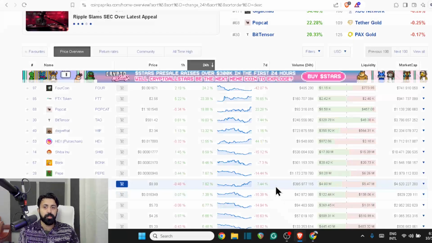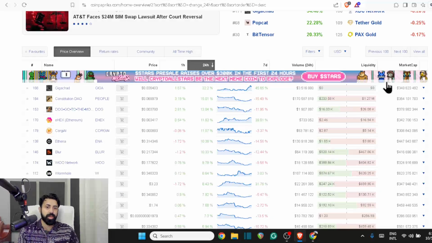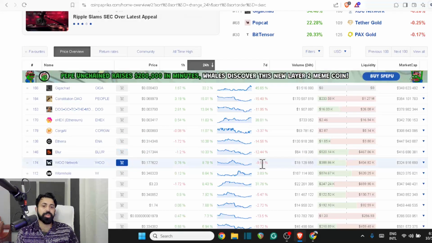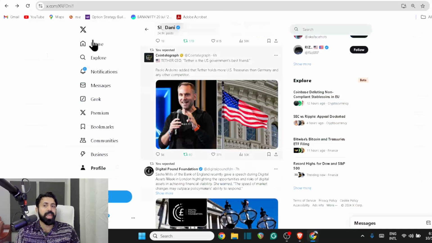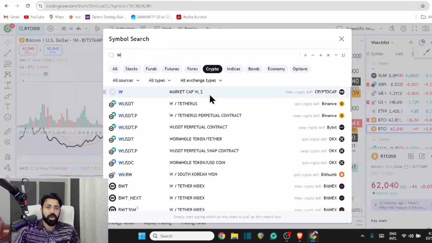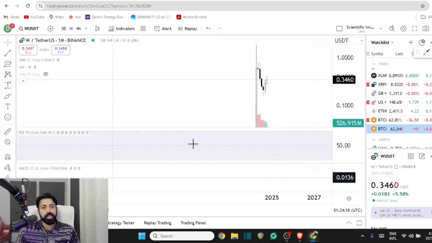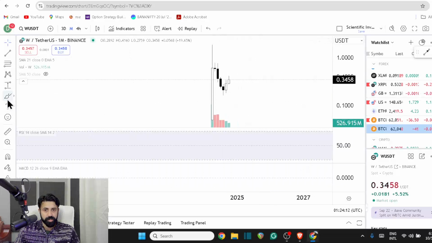Now, if you do pick some random assets to see where it's actually going, what's the volume like? What is the price action showing you? You can actually take any asset which you want. We just saw W, that's Wormhole. We'll actually take that and look at it. So this is on a monthly. You'll need a lot of patience in this.